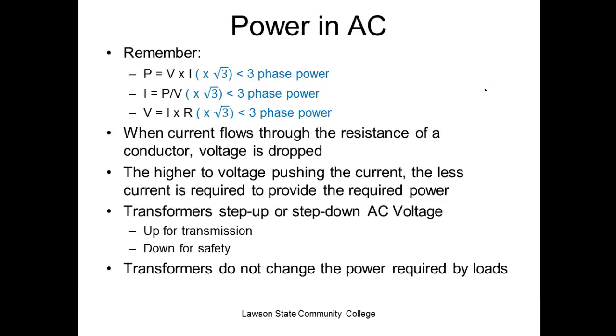So here's the power formula right here. For AC, three-phase, power equals V times I times the square root of 3. Well, current flows through the resistance of a conductor, we already talked about that. Higher voltage pushes less current, right? You understand that? Which means we have less line loss.